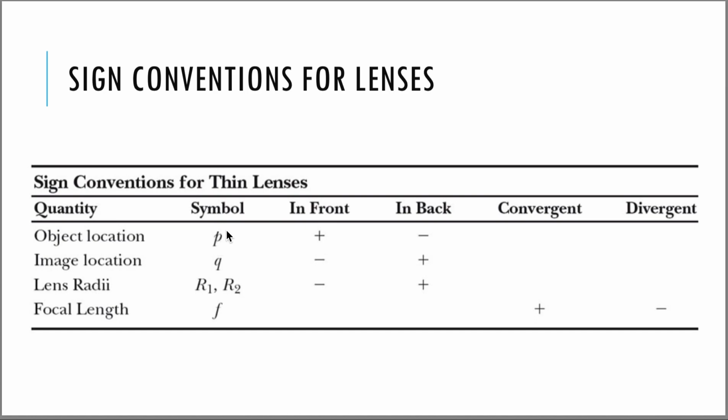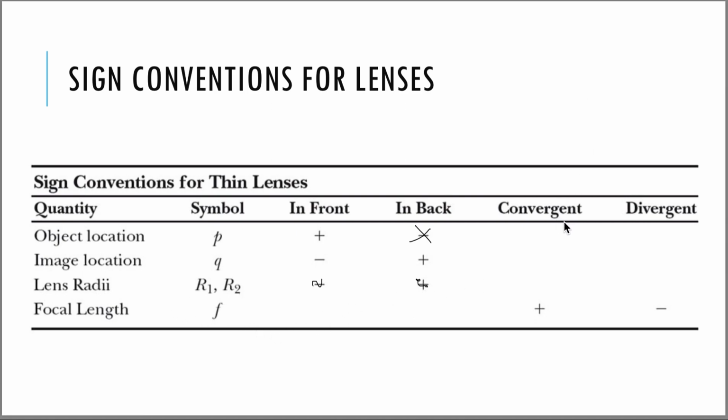We have those same sign conventions summarized in the table here. So P, the object, if it's in the front, it's positive, in the back, it's negative. We're not going to really see this one. But the image, if it's in the front, it was virtual, so it's negative. But if it's in the back, it was a real image, and that's a positive distance. And then as far as the radii, we don't really use these. We look more at the focal lengths.